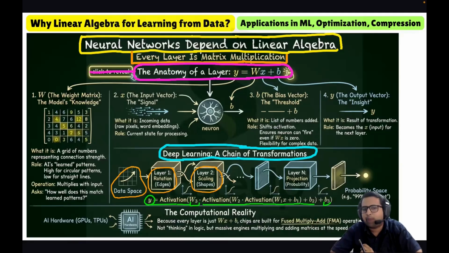Then we pass those shapes to the next layer. The final layer might perform some sort of projection to squash all the complex geometry into a single probability value. The answer of the final layer is a number, which is basically a probability, like a 99% chance that the input is representing a cat.